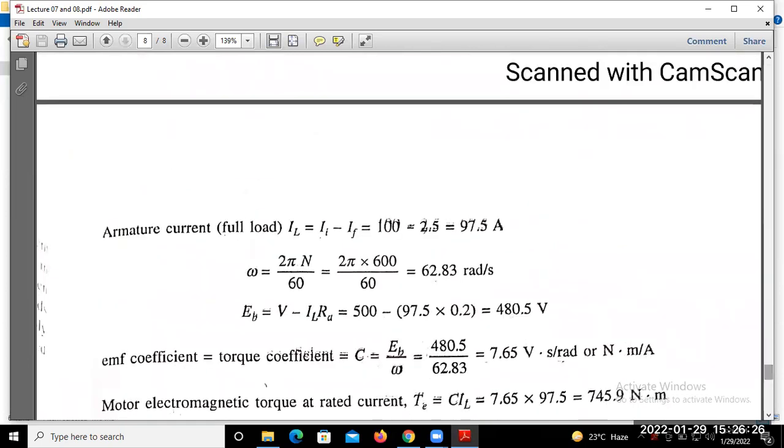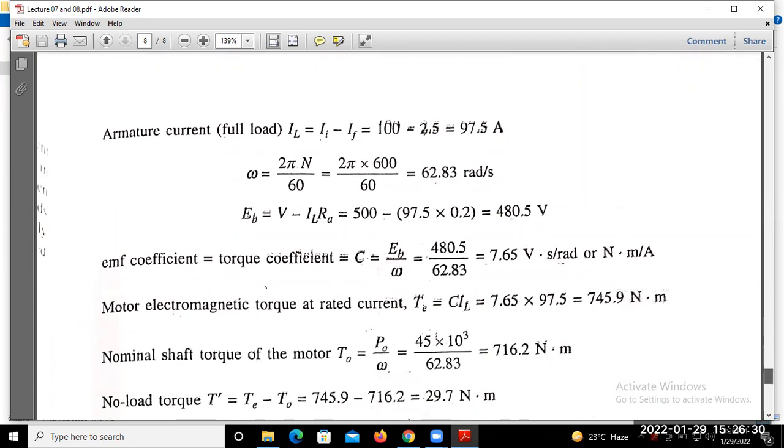Here the armature current IA equals the line current IL minus IF. This is your armature current, which we more frequently represent as IA. So 100 minus 2.5, that means 97.5 ampere.